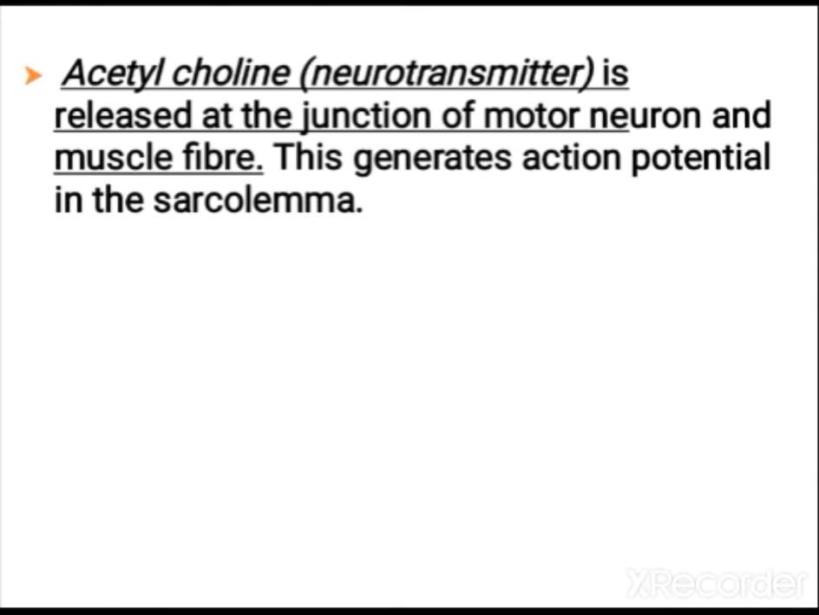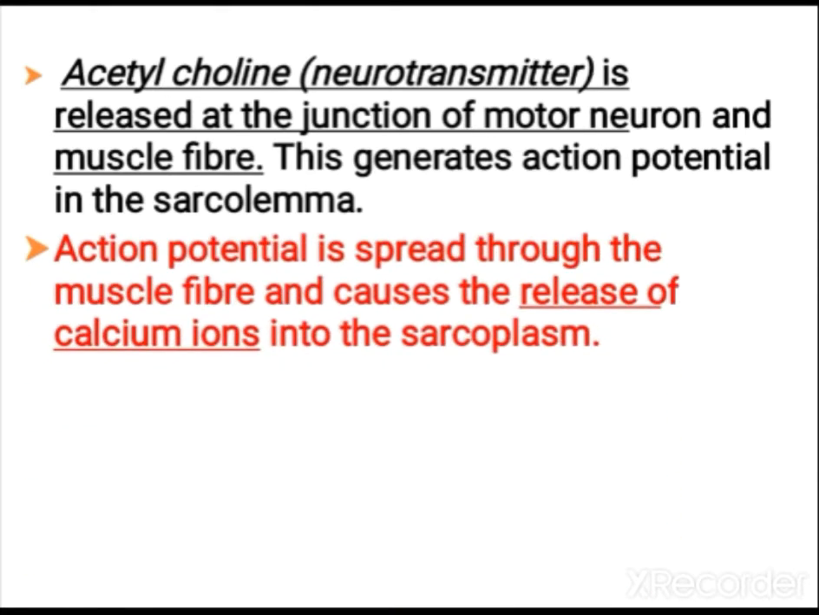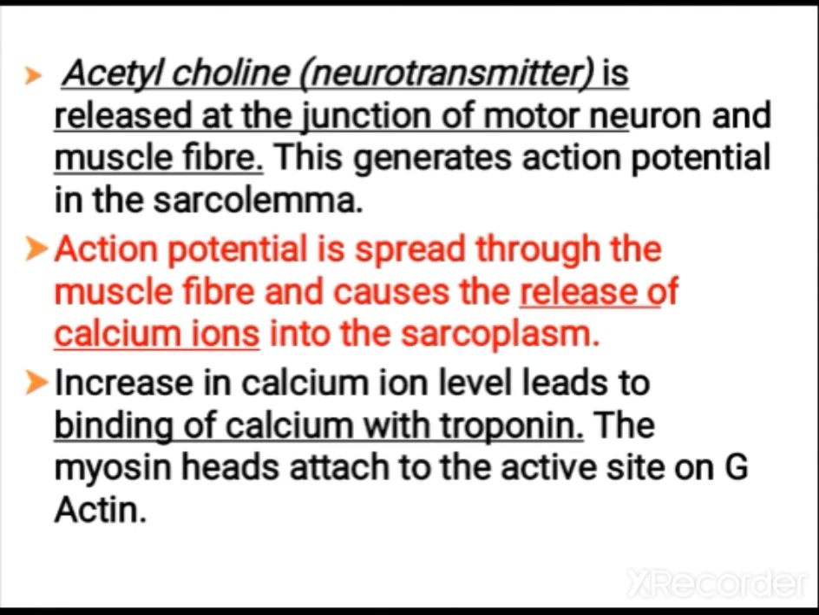Acetylcholine is a neurotransmitter. It is released at the junction of motor neuron and muscle fiber. It generates an action potential on the sarcolemma. The action potential produced spreads throughout the muscle fiber and causes the release of calcium ions into the sarcoplasm. So this increase in calcium ions, what do they do? It binds with troponin. Already we studied this troponin, it masks the active binding sites of myosin.